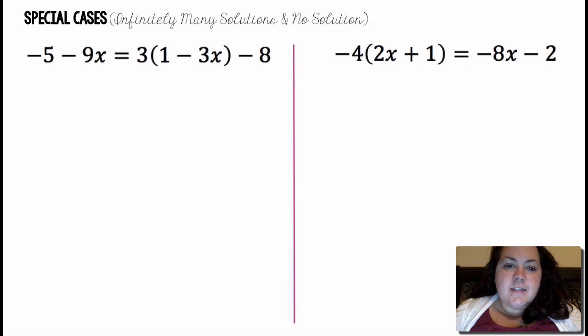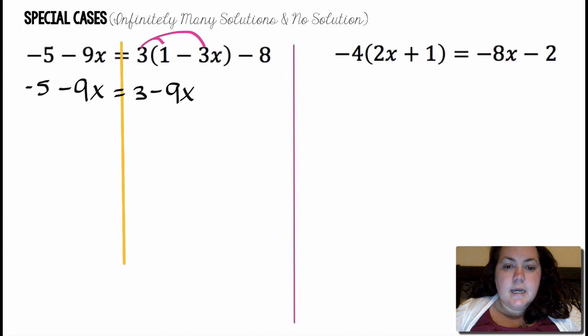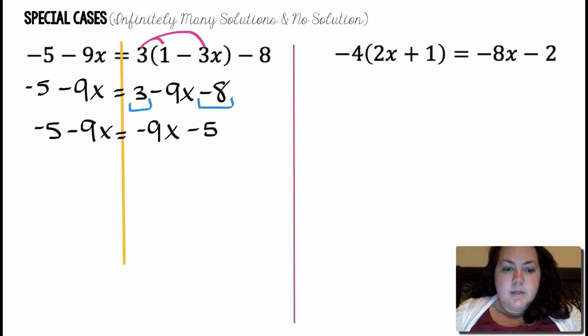Alright, special cases. So I have negative 5 minus 9x equals 3 times the quantity 1 minus 3x minus 8. So I'm going to distribute that 3. I'm going to have negative 5 minus 9x on the left. And on the right, when I distribute that 3, I'm going to get 3 minus 9x and then bring down that minus 8. I'm going to go ahead on the right and combine like terms. So I have 3 minus 8, which is going to become negative 5. So I have negative 5 minus 9x equals negative 9x minus 5.